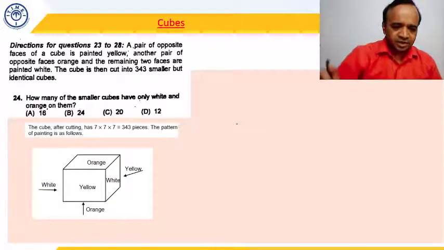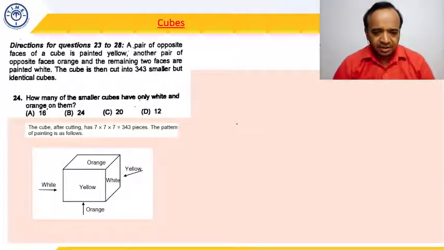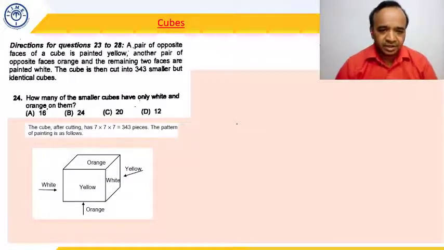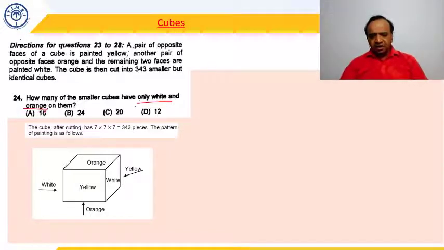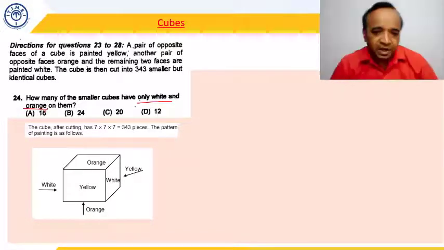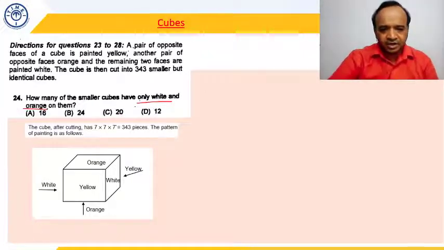Now come to the next question. Question number 24. How many of the smaller cubes have only white and orange on them? Only white and orange. We have learnt in the previous set that two-face colored pieces are lying on the edge, and we have to count those which have only white and orange. It means only two faces painted must be there, and they must be lying on the edge.